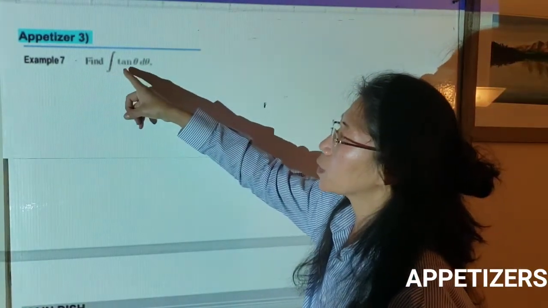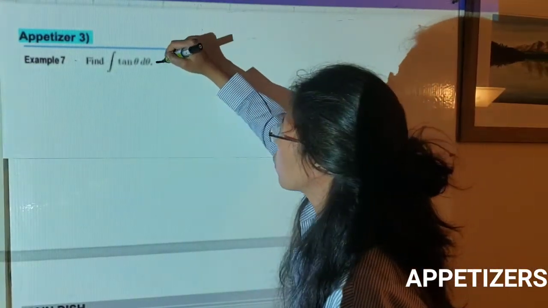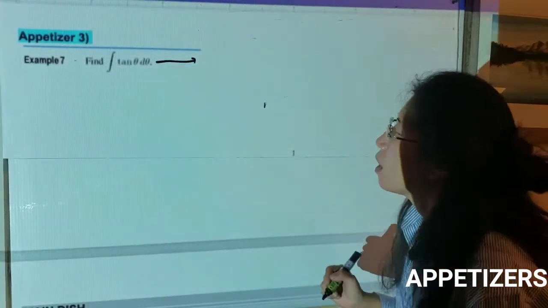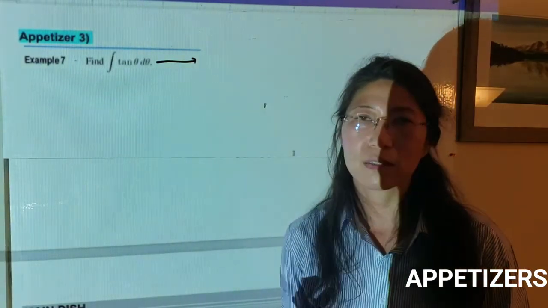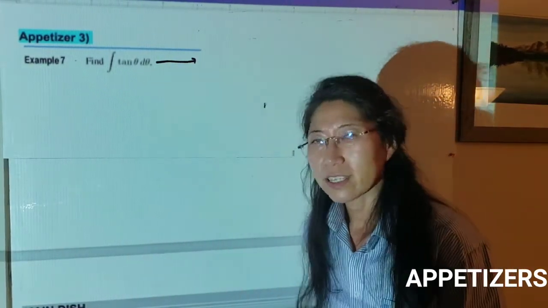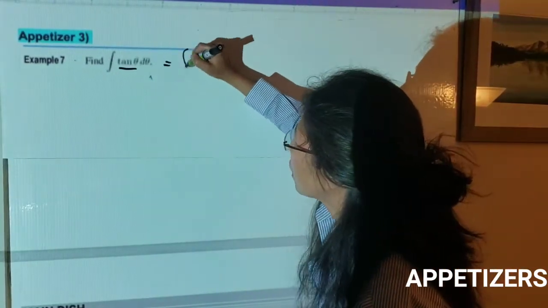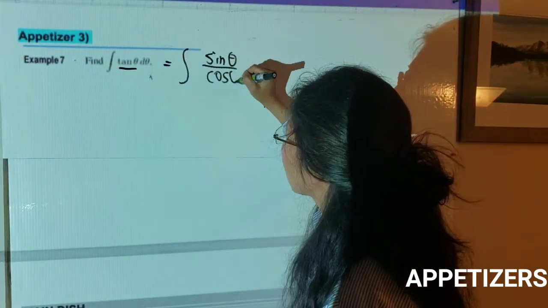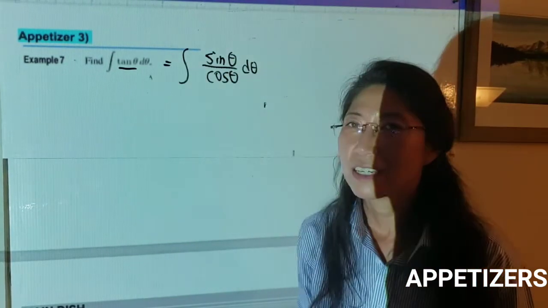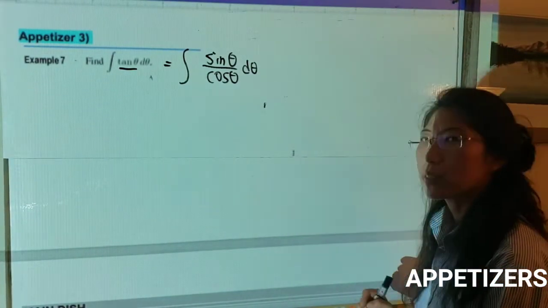Now look at this one. When we have the integral of tangent theta d theta, I'm not taking a derivative. The derivative would be easy, as secant square, right? However, I'm taking an antiderivative. So think about anything that when you take the derivative makes tangent. We didn't learn that yet, right? So what is the definition of tangent? I can see it as sine theta over cosine theta, and d theta. Do you agree?